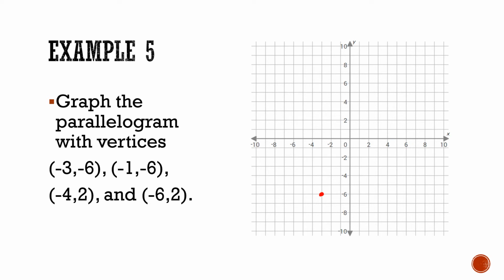Okay, our next vertex is at -1, -6. So we'll go back 1 and then down 6. And then we have -4, 2. That means we'll go backwards 4 and then up 2 because that's a positive 2. And then -6, 2. So we'll go back 6 and then up 2.